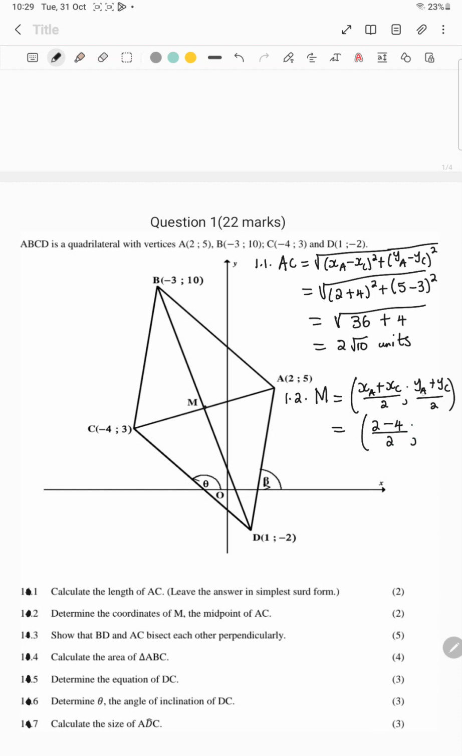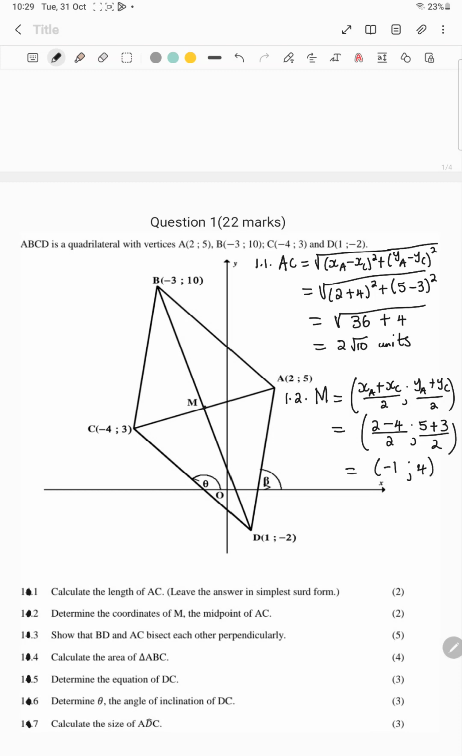And then my y at A is going to be 5, and my y at C is going to be a positive 3, over 2. If you work this out, just put it straight into your calculator. For x you're going to get negative 1, and for y you're going to get 4. And that becomes your midpoint.